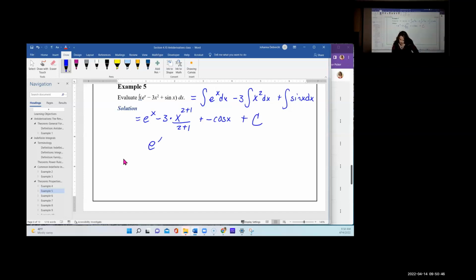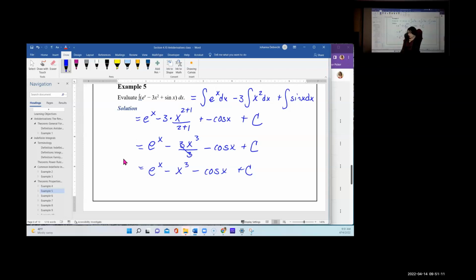So we have e to the x minus 3x cubed over 3 minus cosine of x plus c. And then I can cancel the 3's and I get e to the x minus x cubed minus cosine of x plus c.